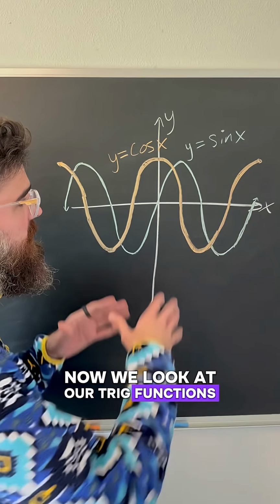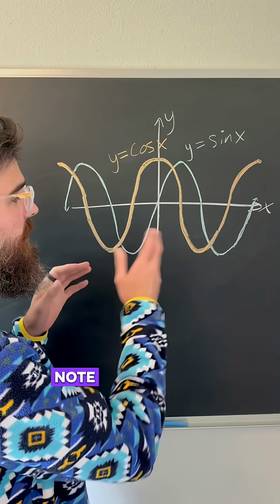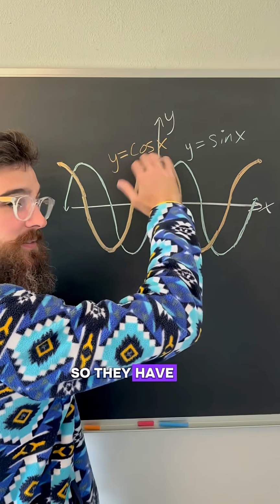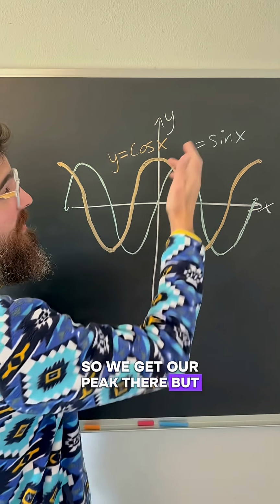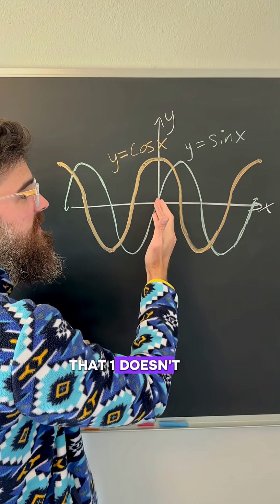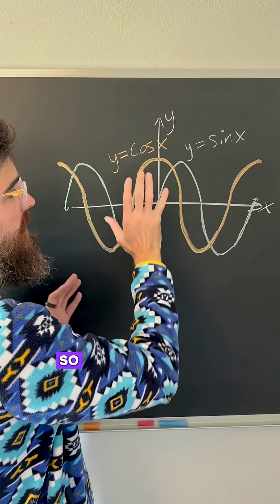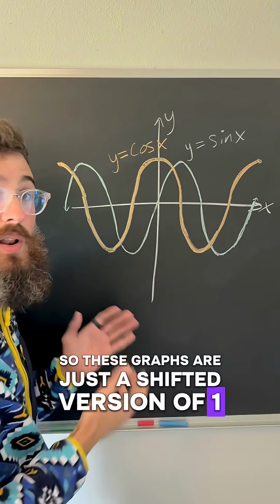Now we look at our trig functions. We've got sine and cosine plotted here. Note that these are sinusoidal functions, so they have this wave shape. We know that cosine at 0 is 1, so we get our peak there, but sine at 0 would be 0. That one doesn't get its peak until pi over 2. So these graphs are just a shifted version of one another.